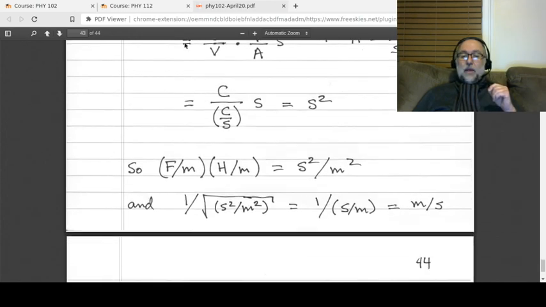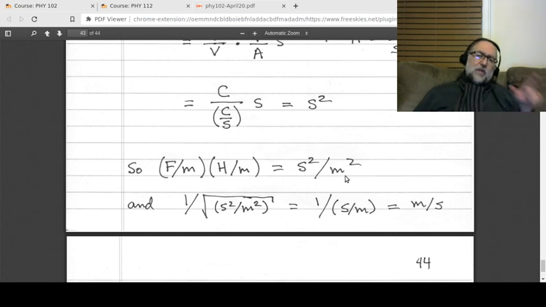And so if you take a farad per meter and a Henry per meter and you multiply them together, you get a second squared per meter squared. But that's in the square root of the denominator. So if you put that second squared per meter squared under a square root sign and you take 1 over that, the reciprocal, that's going to give you meters per second.